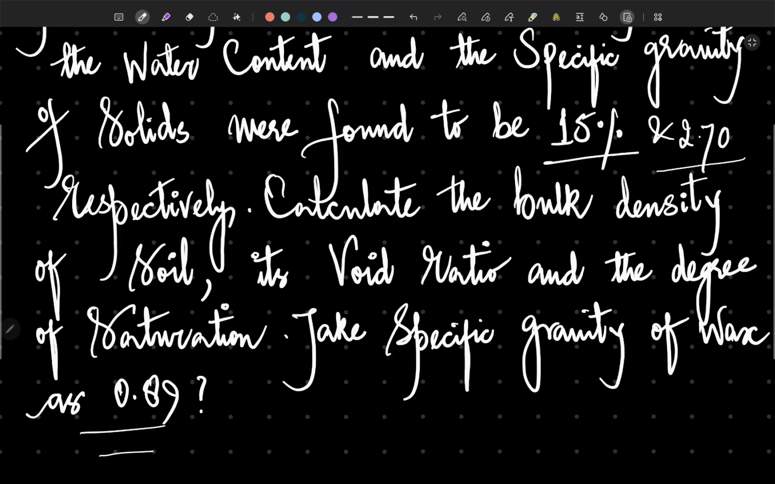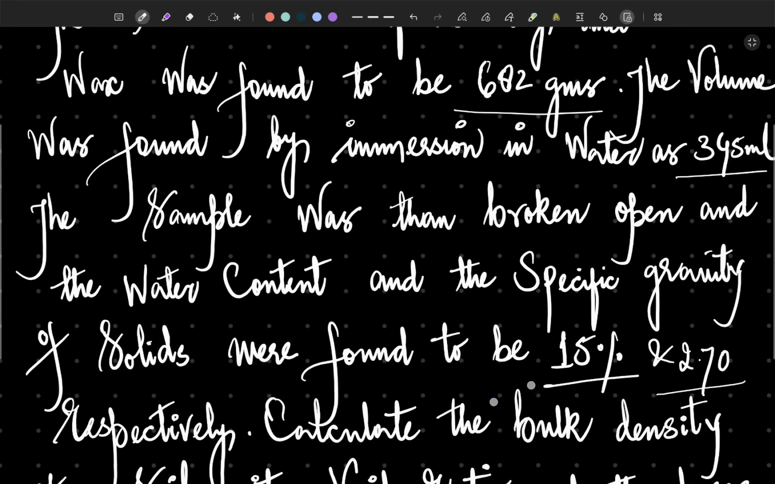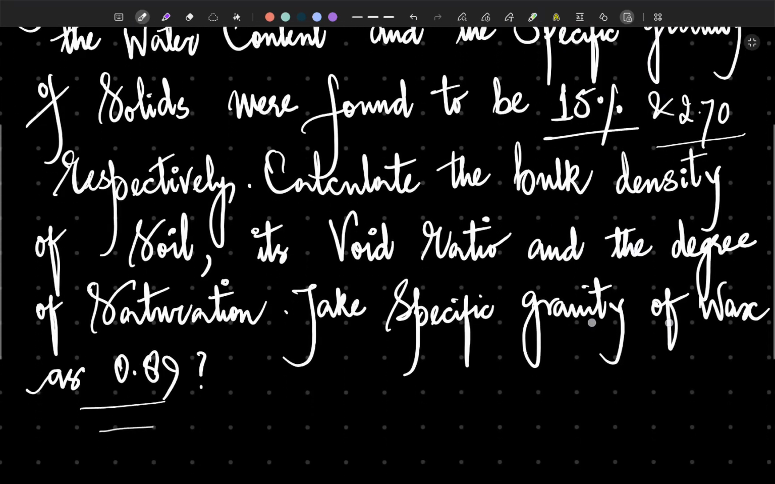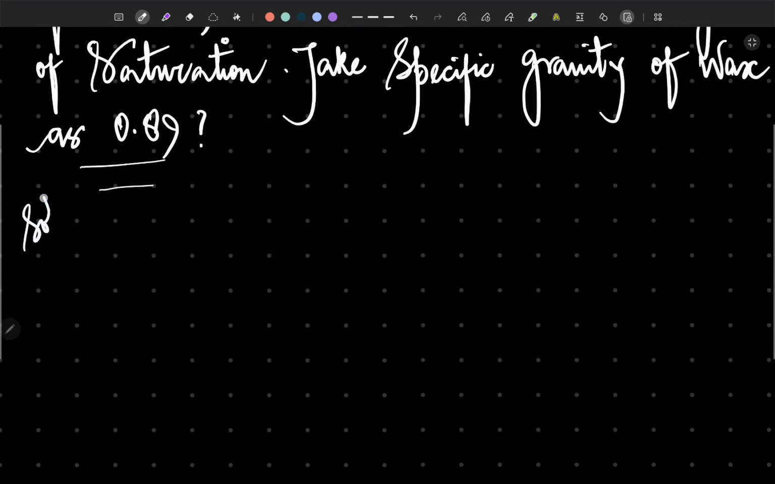This question is based on the data as found by the water displacement method, by which we find the bulk density. The volume of the specimen is determined in this method by water displacement, and the soil mass disintegrates when it comes into contact with water, but the sample is coated with paraffin wax to make it impervious. So this question is based on that method. Alright, so let's solve this. Mass of wax, we'll find it first. Mass of wax.